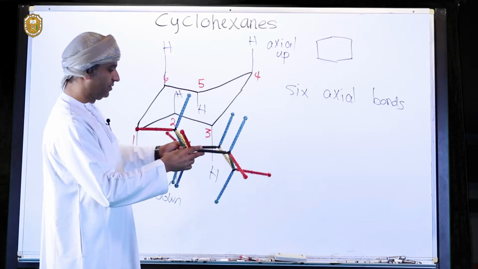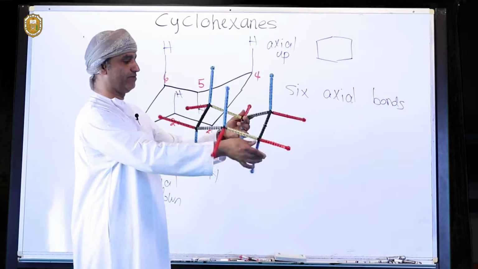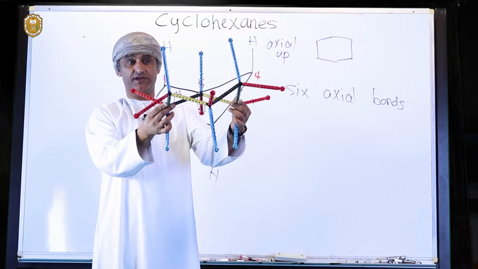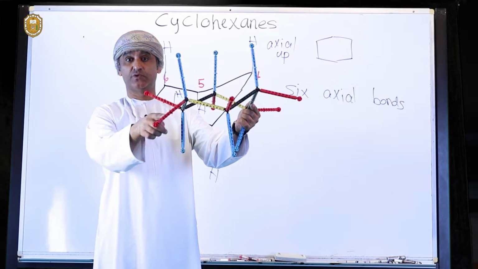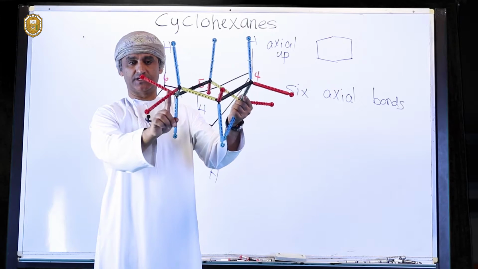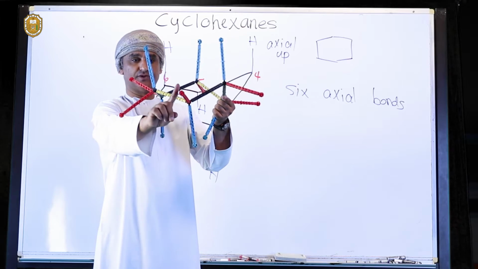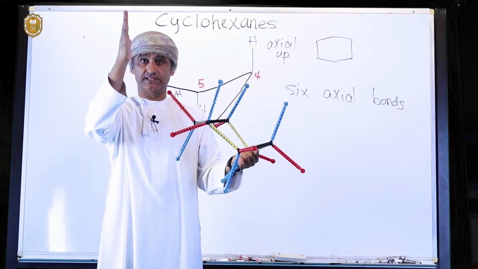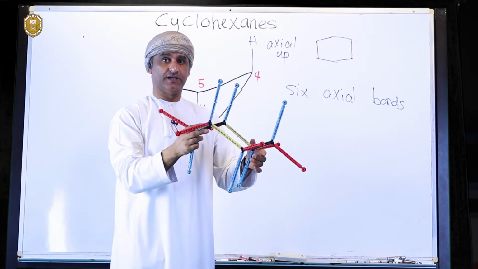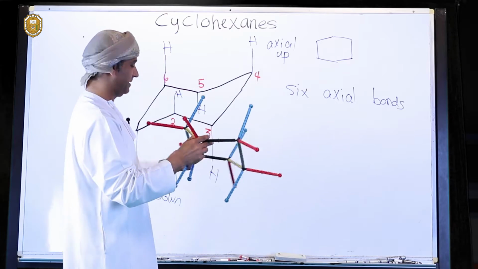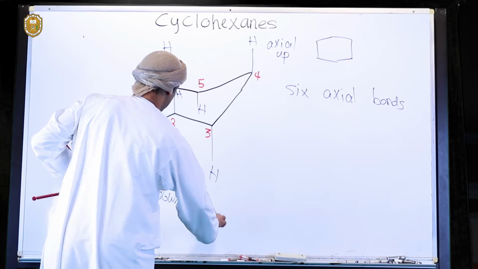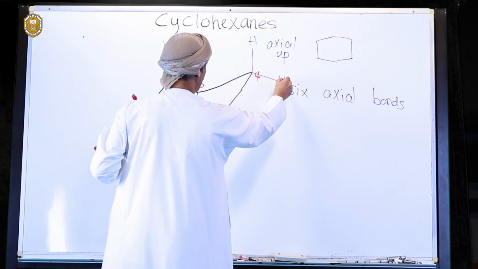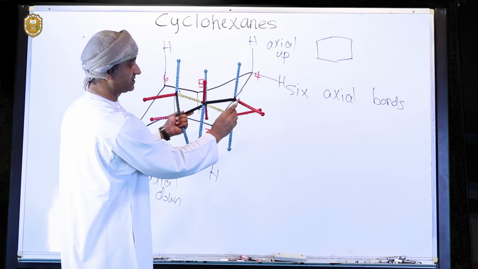Now, what about the other bonds? If you look at the other bonds in red, you would see that they are not axial, but they point equatorially. So the bonds shown in red are equatorial, because they are not axially oriented, they are horizontally oriented. So how do we draw them? Well, we begin with C4, something like that. So this is an equatorial bond, this carbon-hydrogen bond.